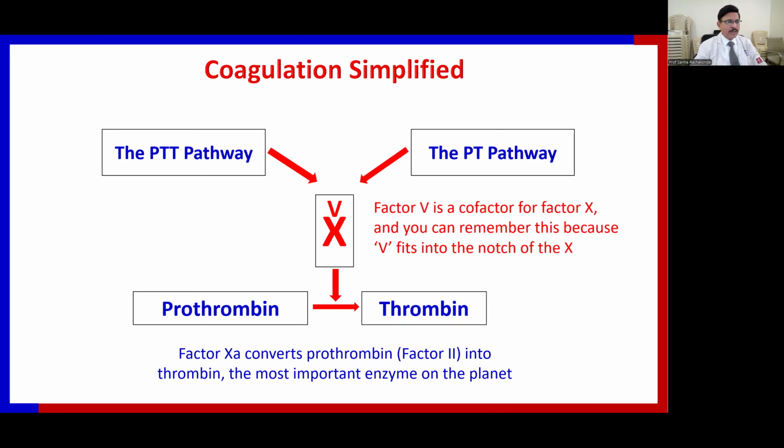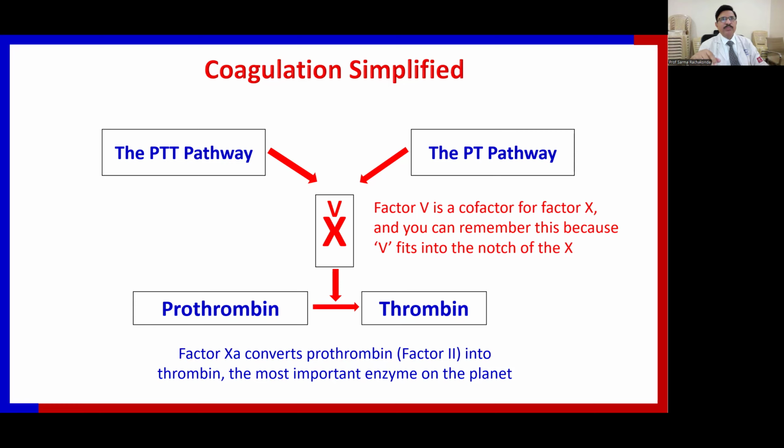Easy to remember. Then what is the most important cofactor for 10 to become 10A? 5, because half of 10 is 5. You remember like that. The half of that is 5 and that is a V, and V sits nicely in the X there and converts 10 to 10A. And prothrombin is activated to thrombin. Thrombin activates fibrinogen to form fibrin, and Hageman factor and then Fitzgerald factor will complete the rest.